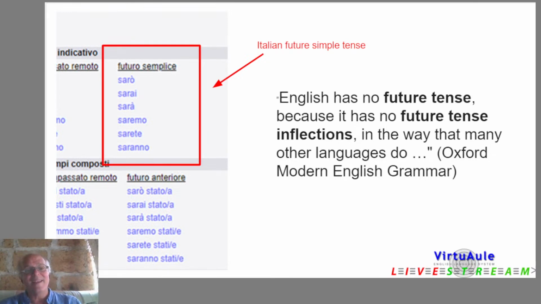And English really, we have very few inflections. Maybe two, maybe three. That's about it. We have the S that goes on the present tense. Some verbs have a few more. The verb to be, for example, has different inflections. I am, you are, he, she, it is. So there are three inflections there, in the way that many other languages do. Okay, we don't really have a future tense.